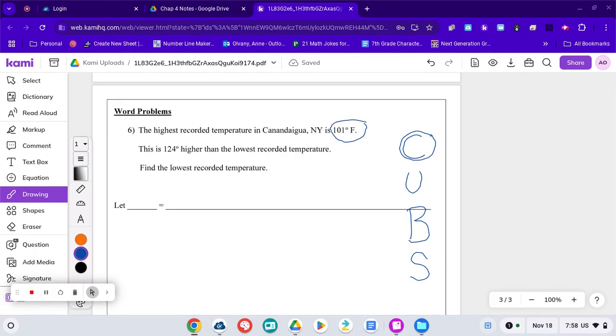This is 124 degrees higher than the lowest recorded temperature. Find the lowest recorded temperature.